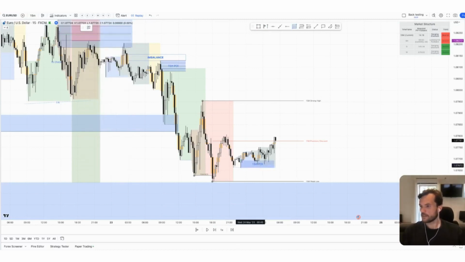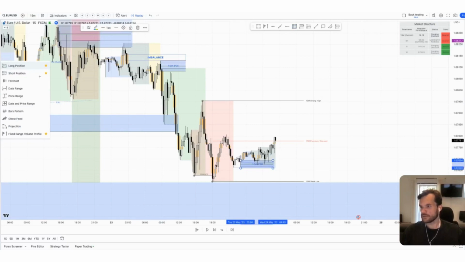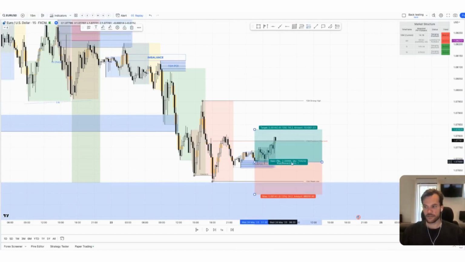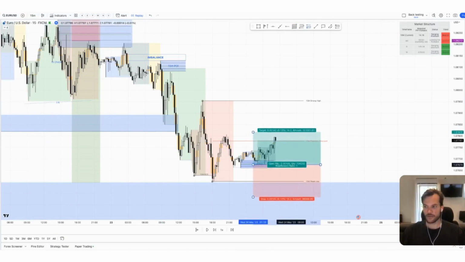It's quite awesome actually. So I'm going to mark this up because it really was valid. We swept liquidity, we broke structure with imbalance. Okay, it's like an intra-range trade, but this is what has to happen on the Asia session a little bit.